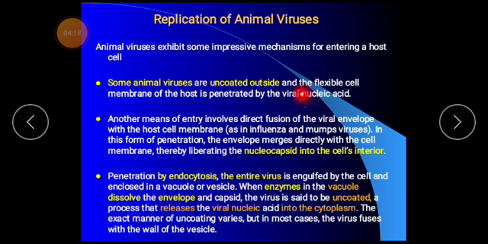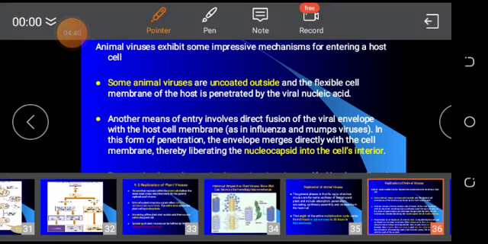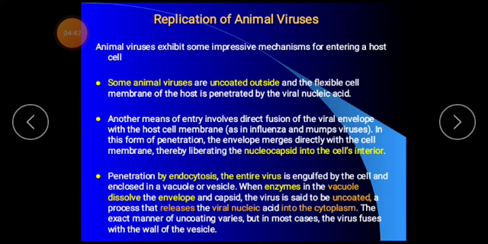If penetration takes place by endocytosis, the entire virus is engulfed by the cell and enclosed in a vacuole or a vesicle. When enzymes in the vacuole dissolve the envelope and the capsid, the virus is uncoated. This is the process that releases the viral nucleic acid into the cytoplasm. The exact manner of uncoating varies, but in most cases, the virus fuses with the wall of the vesicle.